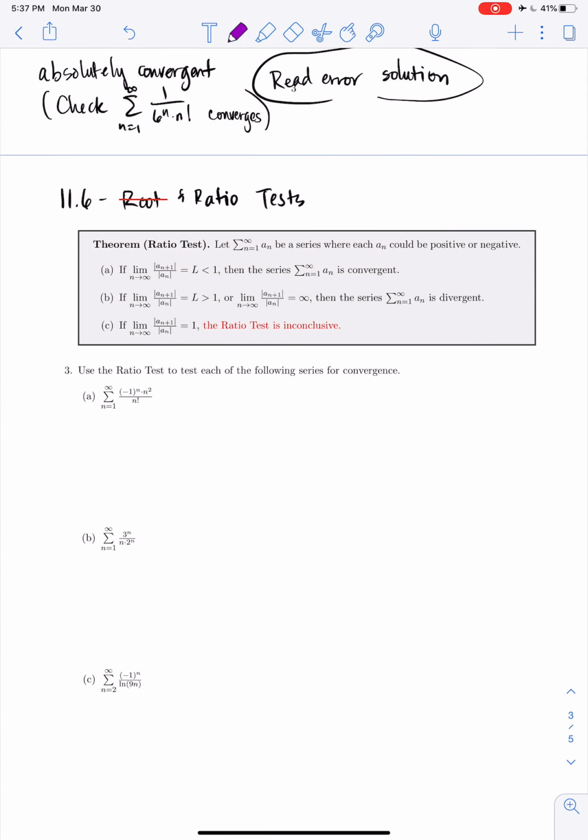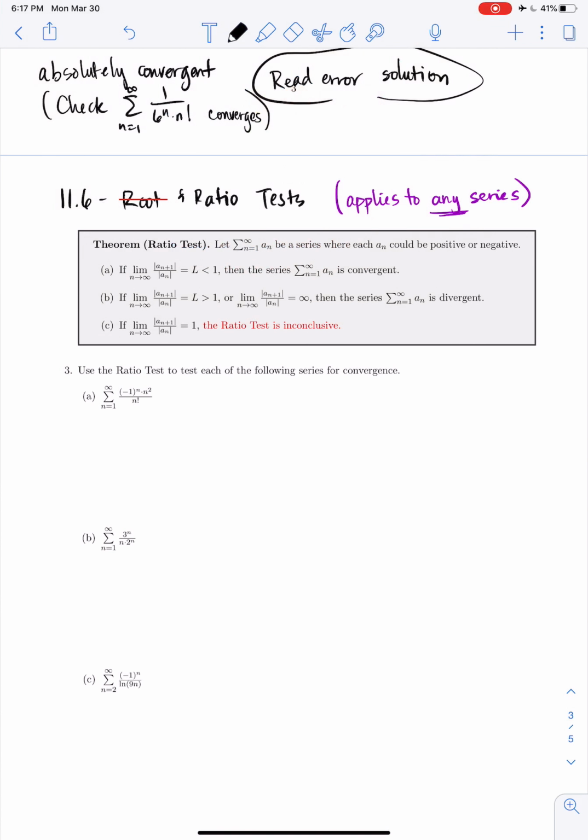I know these videos are sandwiched, but the ratio test applies to any series, not just alternating series. We're kind of coming back out of the alternating series section.